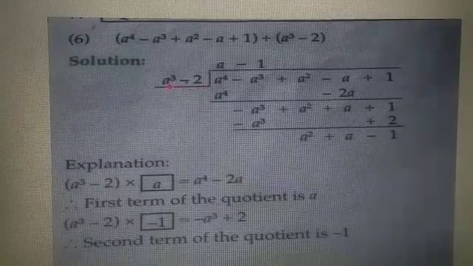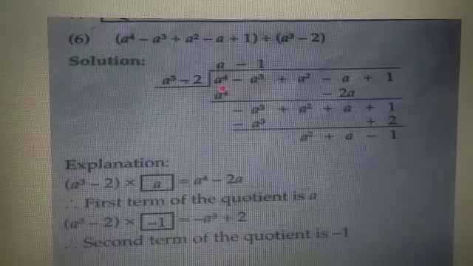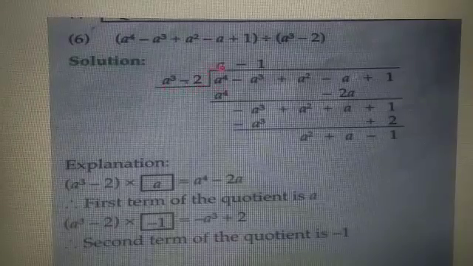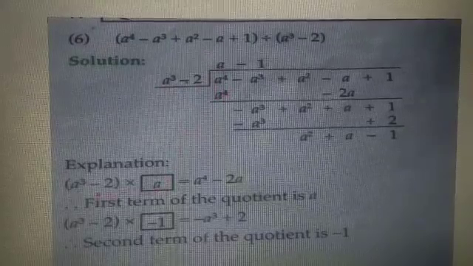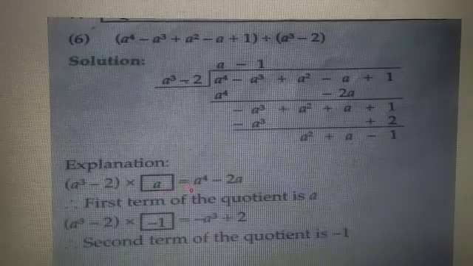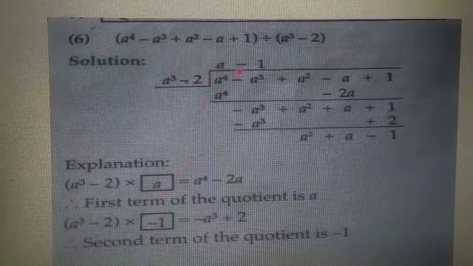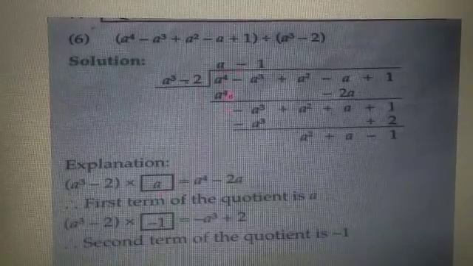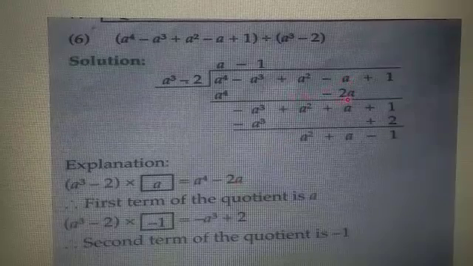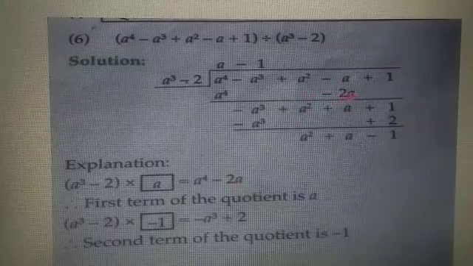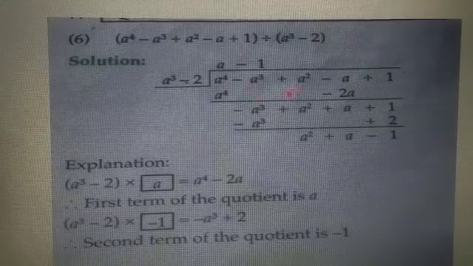Let us see how to divide this polynomial by a binomial. First we will take a cube minus 2, and we want a raised to 4 in the first term. So a cube is multiplied by which term to get a raised to 4? a cube minus 2 is multiplied with a to get a raised to 4 minus 2a. So we will write a in the quotient, and here a raised to 4. The second term is minus 2a. Where is the a term? Here. So below it we will write minus 2a, and the rest of the terms we will keep as they are, or you can put 0 over here.